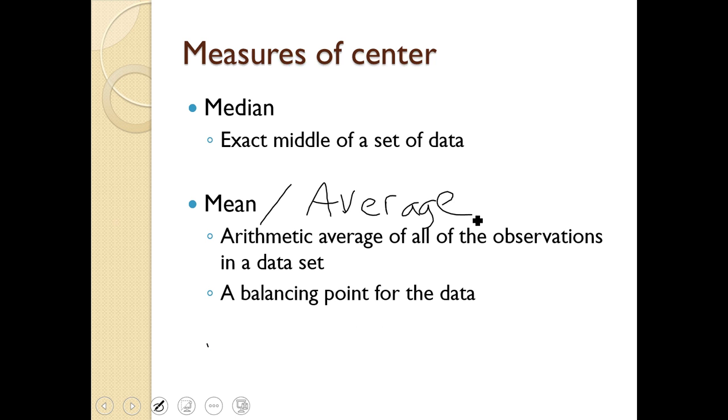Another way to look at the mean is as a balancing point for the data. Some of our data sets are symmetrical like that, so the balancing point would be here. But let's say we have a really skewed data set. Maybe we have to put that balancing point a little bit further out.